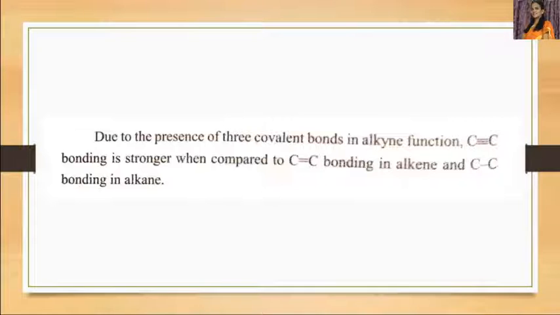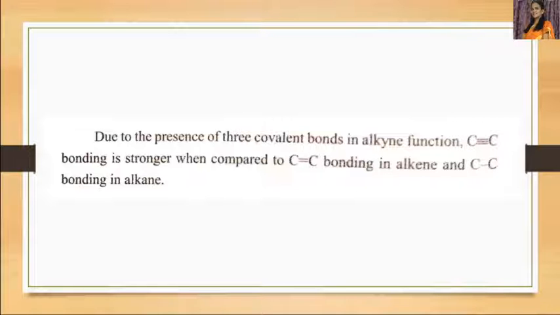C triple bond C is stronger when compared to C double bond C, which is stronger than C single bond C. C single bond C is present in alkanes, C double bond C is present in alkenes, whereas C triple bond C is present in alkynes. So alkynes contain C triple bond C, which is a strong bond.